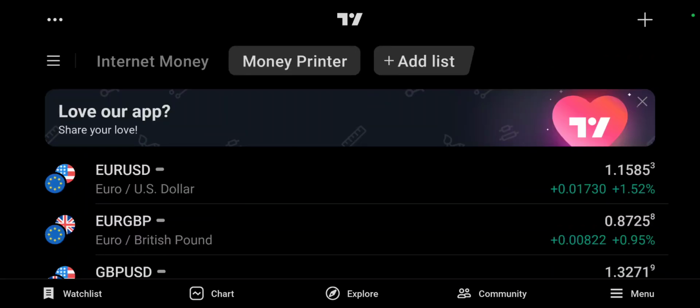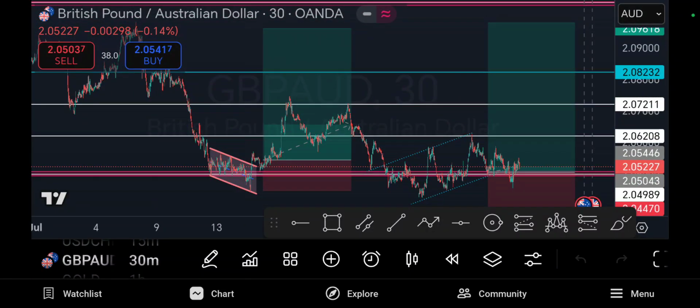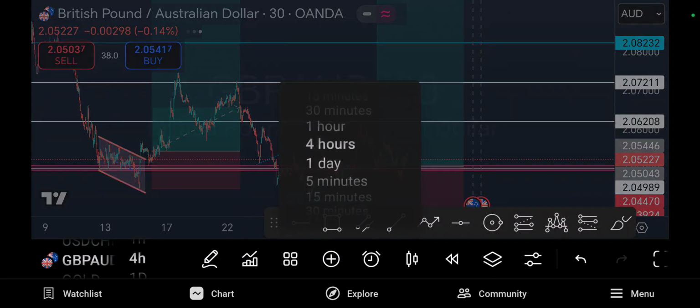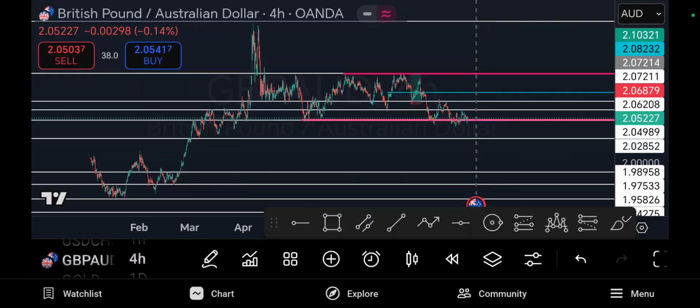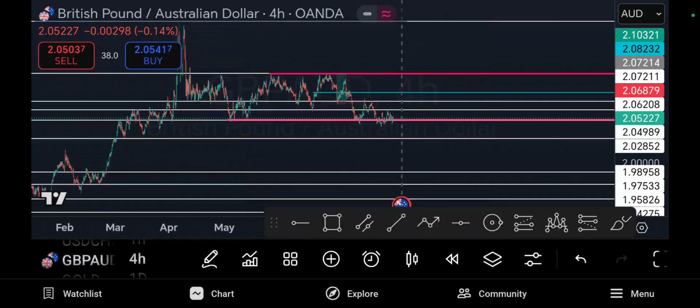So, we're about to analyze these pairs right now. As you can see, this is what we are having on GBP AUD. You know, this is what we are having.